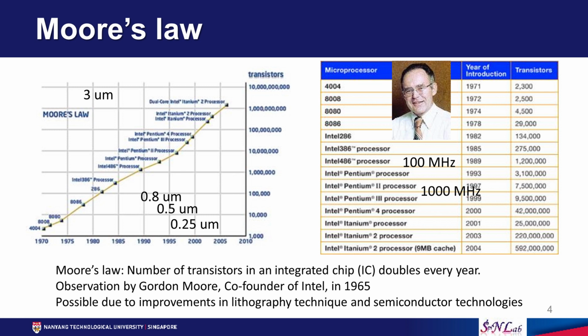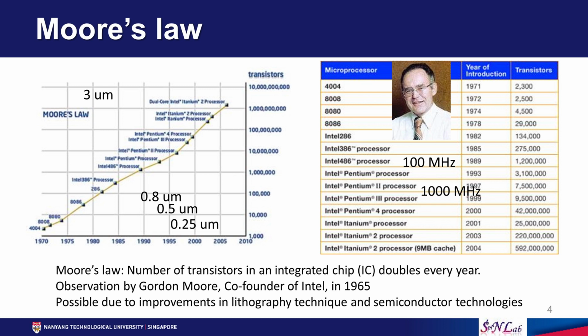And this growth was possible due to improvements in the lithography technique, which is a technique to fabricate nanostructures and microstructures. There has been a lot of improvement in lithography. As a result, we can make more transistors in an integrated chip every year. And in addition, the physics of the semiconductor materials also has been growing.